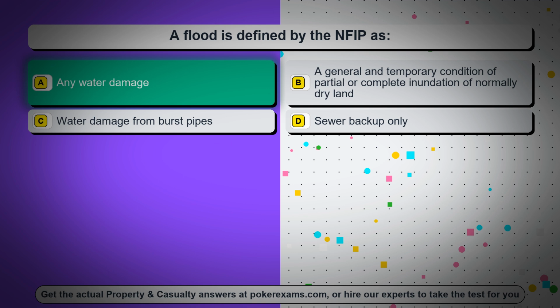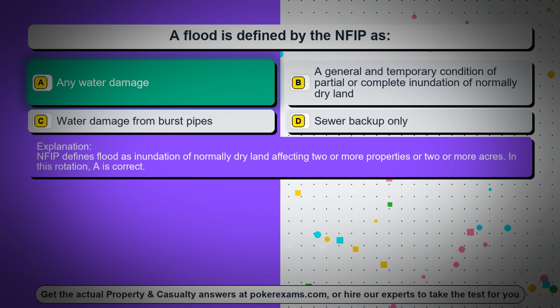The correct answer is option A. Any water damage. NFIP defines flood as inundation of normally dry land affecting 2 or more properties or 2 or more acres. In this rotation, A is correct.